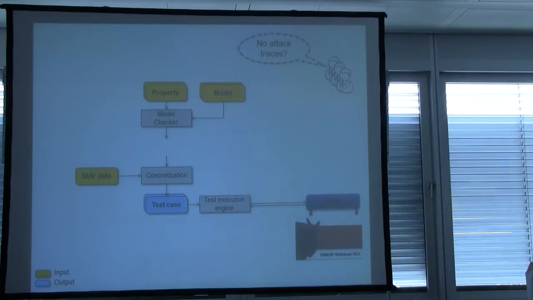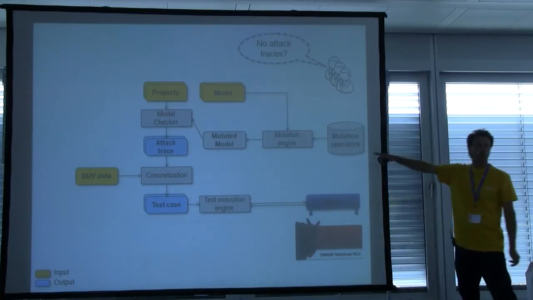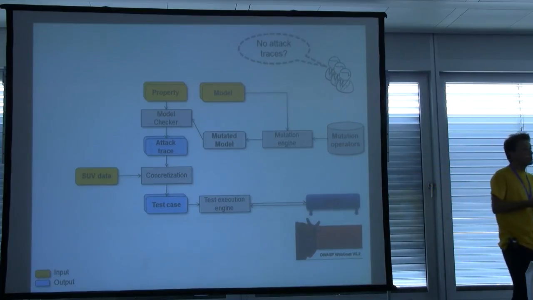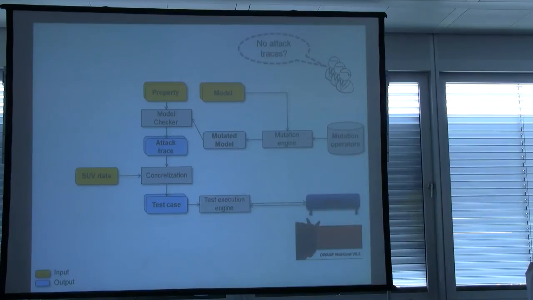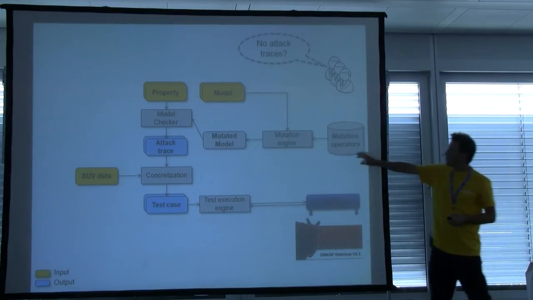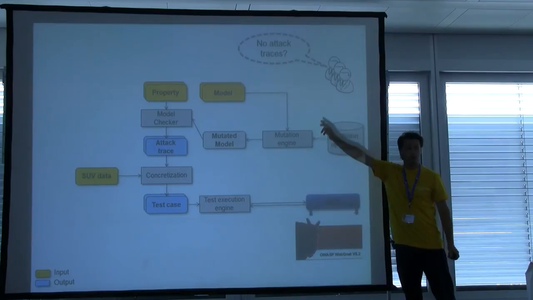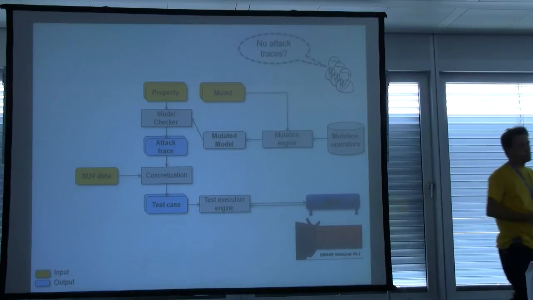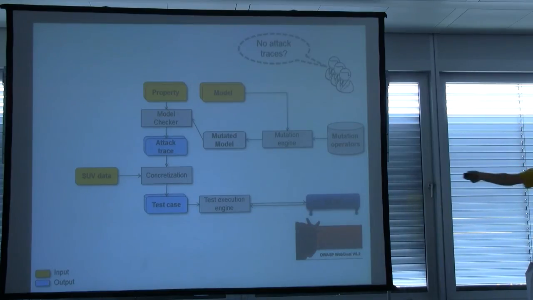Maybe the developer has made some mistakes in developing. So how can I check that? Well, what we have done is to create what are called mutation operators. Each mutation operator captures one of these development mistakes. The mutation operator goes into this engine where the model also comes, and basically the model is mutated, and then the model checker runs again. And eventually you will get an attack trace that might be a false positive, because maybe the implementation doesn't suffer from it.